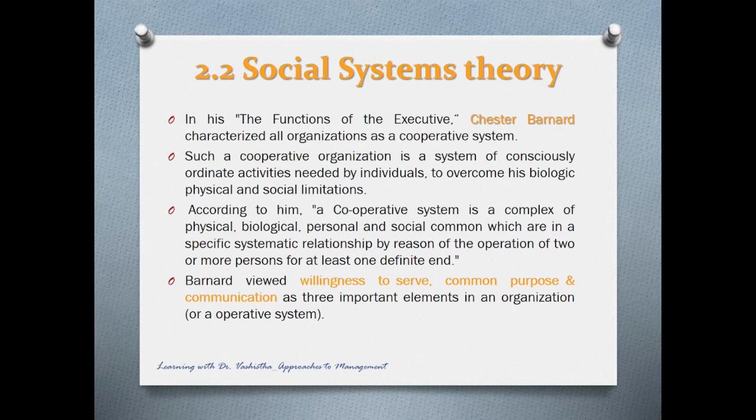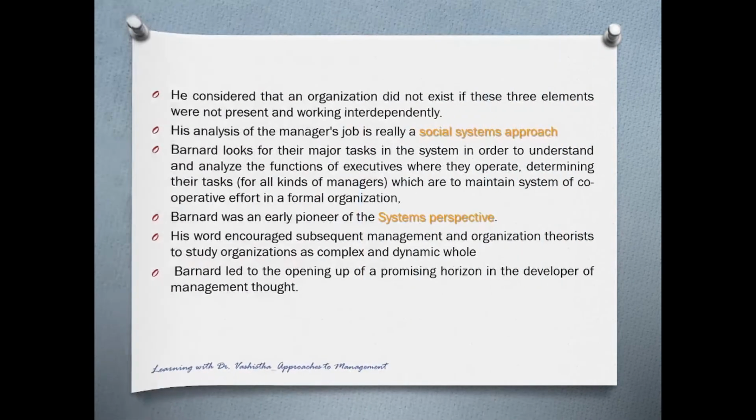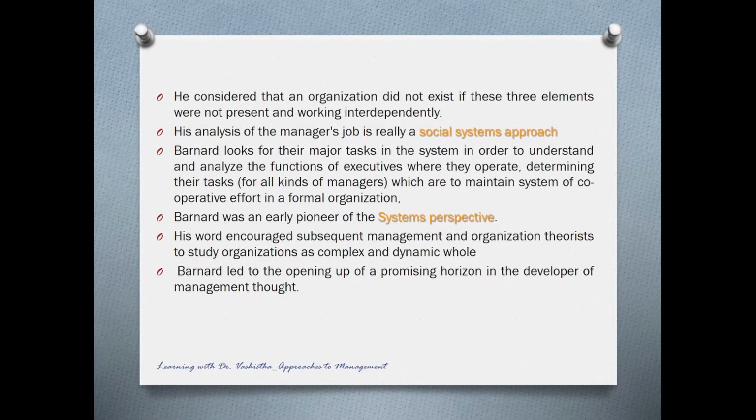Now he viewed three main elements in an organization without which nothing is possible, and those three elements are: willingness to serve, a common purpose, and good communication. So these three are the major important elements in an organization without which it cannot function well. He considered that any organization cannot exist without these three elements discussed just now. And his analysis of the manager's role is really a social system approach, considering all those factors.